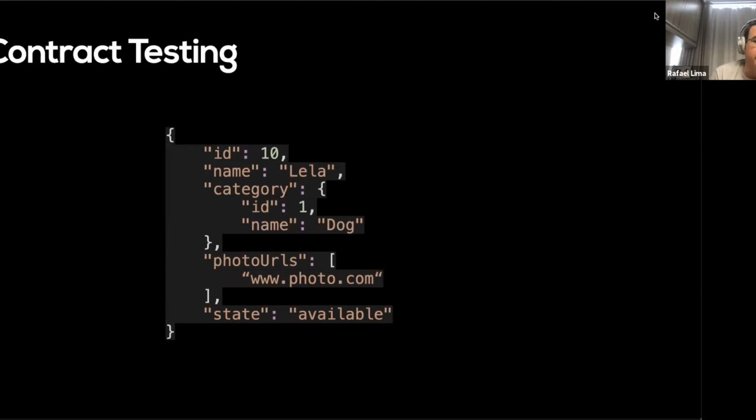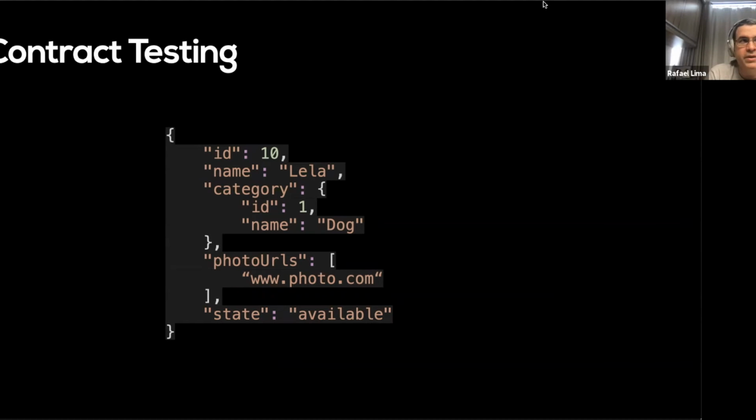So usually nowadays in microservices, you are communicating between services using JSON files, right? Some services use XML, but I believe XML is not very common. So the JSON one would be this, right? You have an ID, you have a name, you have a category with ID and a name, and you have an array of photos, and you have a state, right?